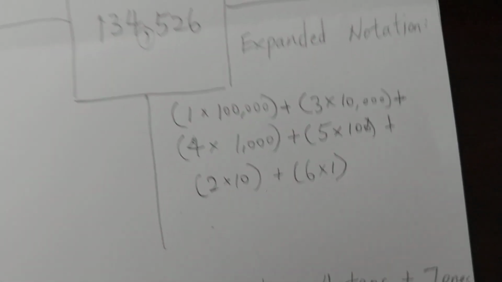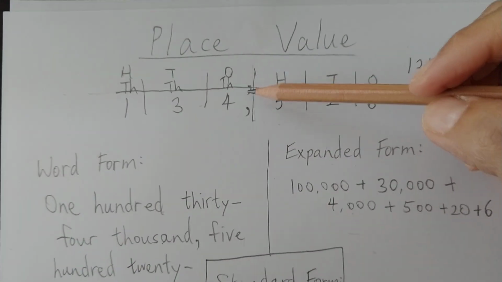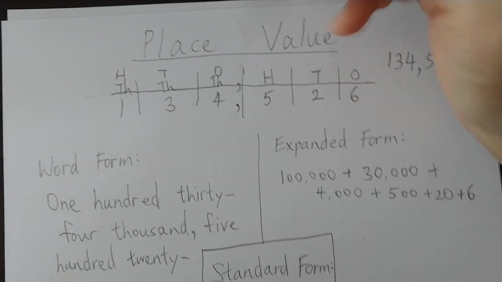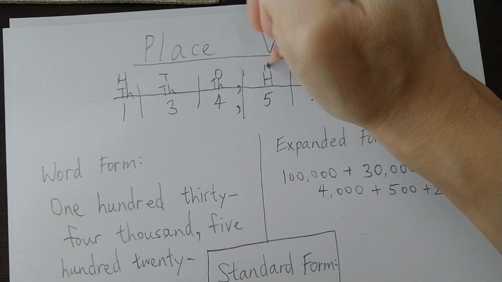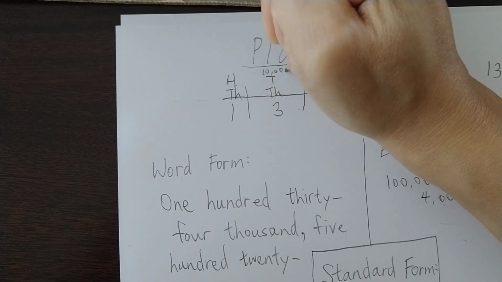Okay. It is all related back to the place value chart. If they know how to write the number, the position using numbers like this, they should not have problem doing the expanded notation.